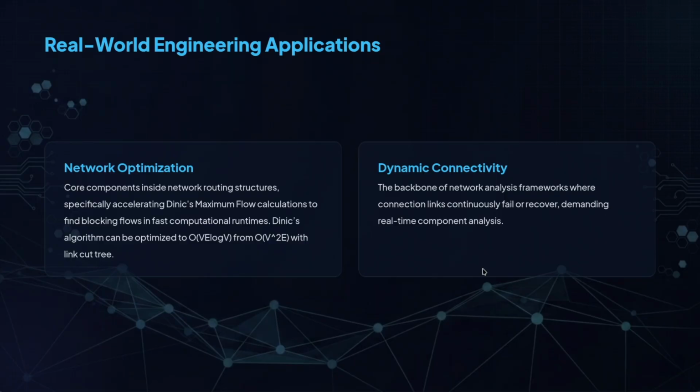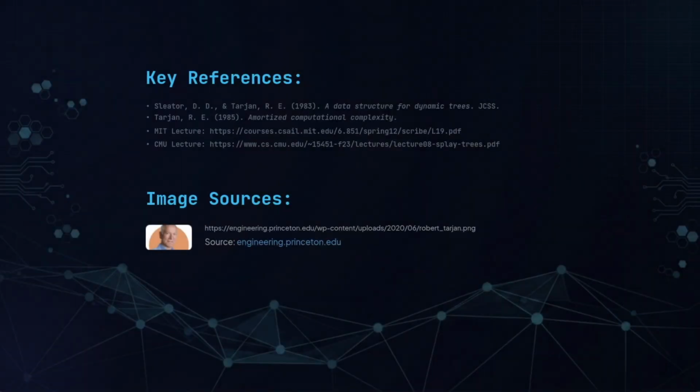To wrap things up, the link-cut tree is an absolute masterclass in data structure design. It brilliantly bridges the gap between dynamic flexibility and algorithmic efficiency.